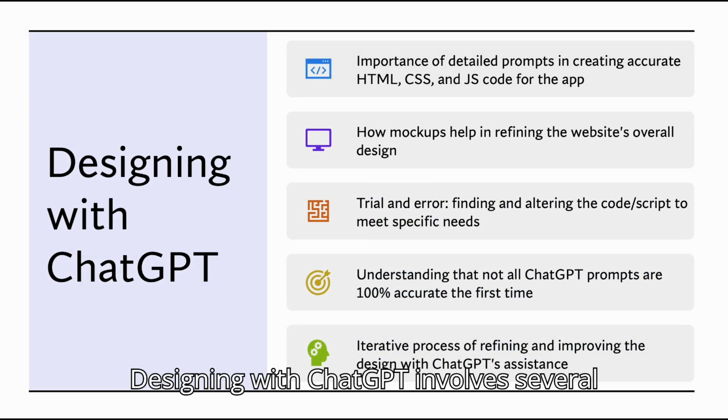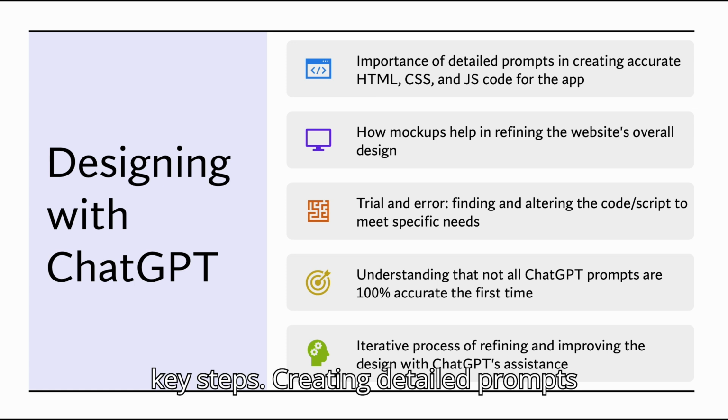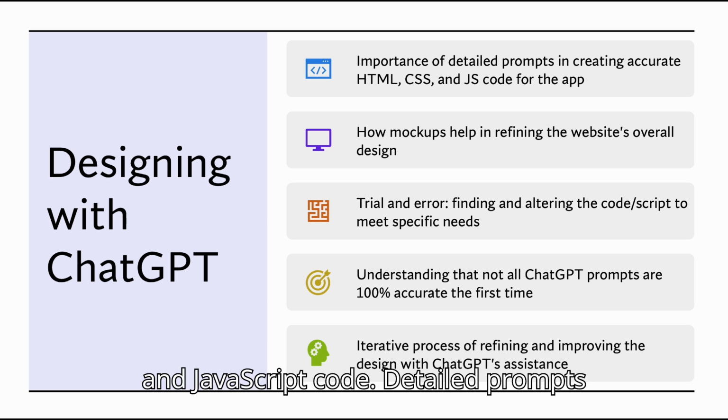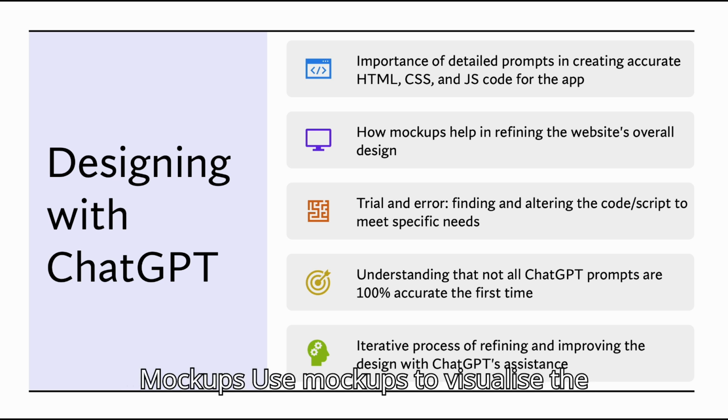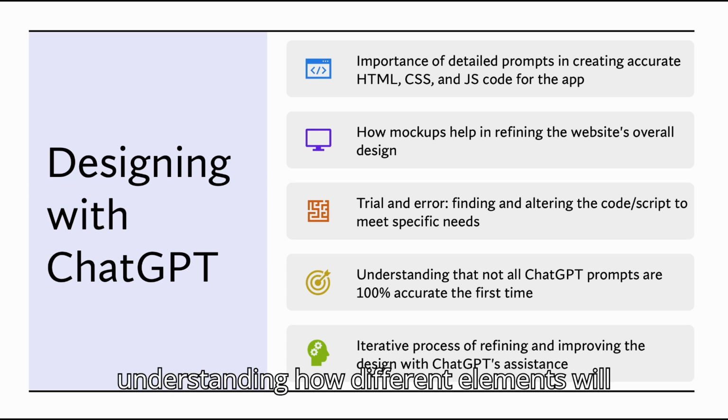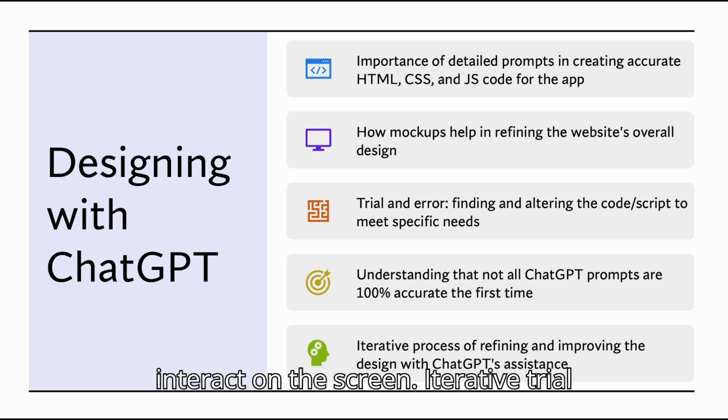Designing with ChatGPT involves several key steps. Creating detailed prompts: formulate precise and comprehensive prompts for ChatGPT to generate accurate HTML, CSS, and JavaScript code. Detailed prompts help ChatGPT understand the specific requirements and constraints. Developing mockups: use mockups to visualize the app's design and layout. This helps in understanding how different elements will interact on the screen.